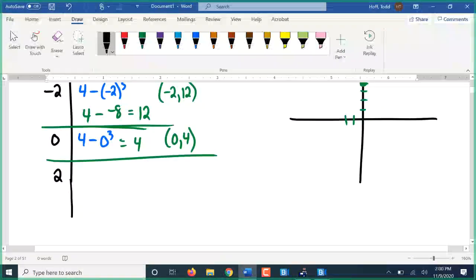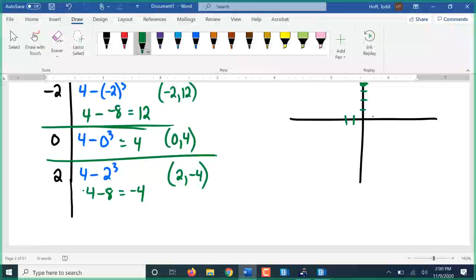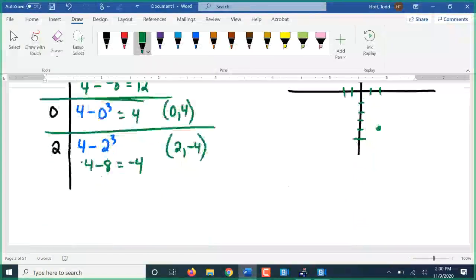If x is 2, 4 minus 2 to the third power. Well, 2 to the third power is 8, so this will be 4 minus 8, which is -4. So that gives us 2, -4. Now, if I look at those points right now, it looks like it should be forming a line on the graph, because those points do form a straight line at this point. But I do have to be careful.